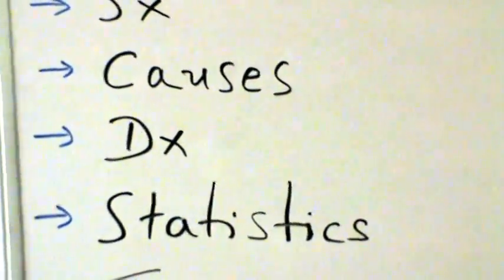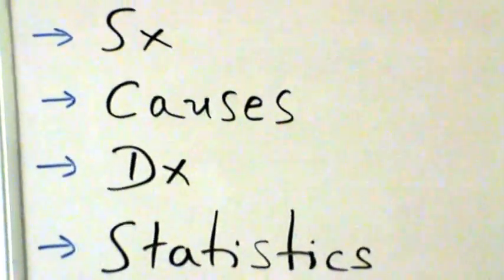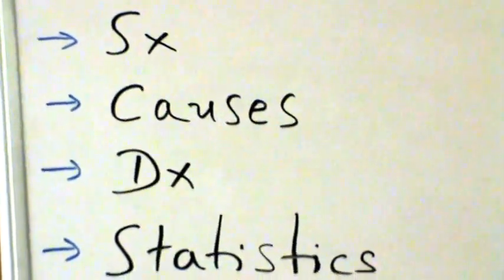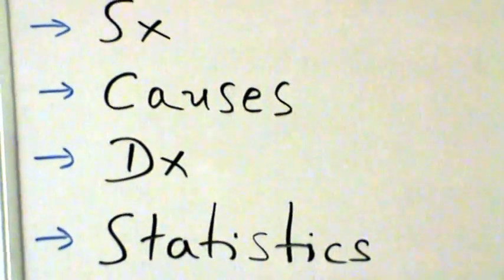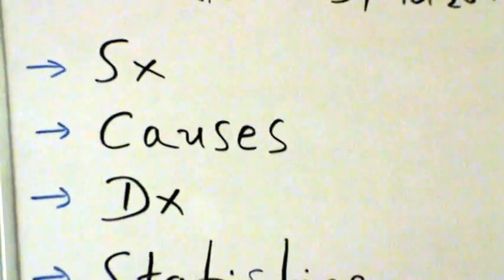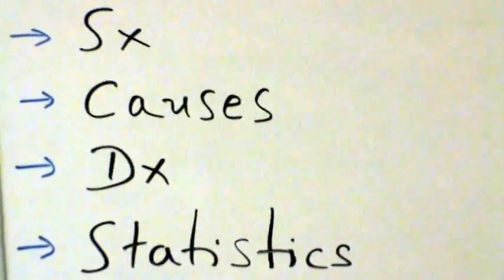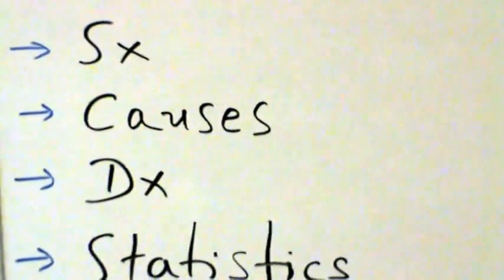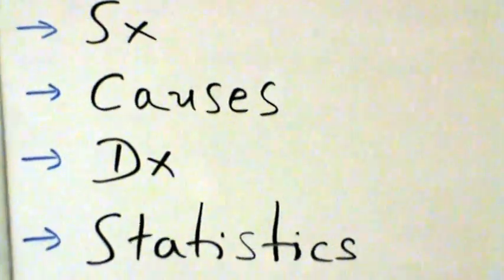So what are the causes? Type 1, 2 and 3 Stickler syndrome are caused by mutations in the COL2A1, COL11A1 and COL11A2 genes respectively.